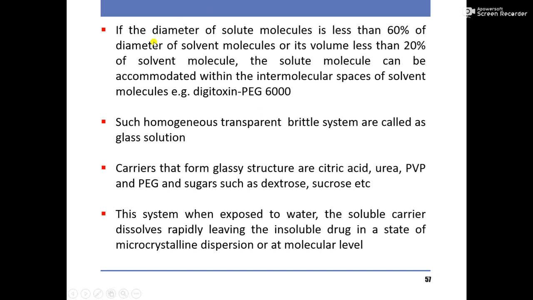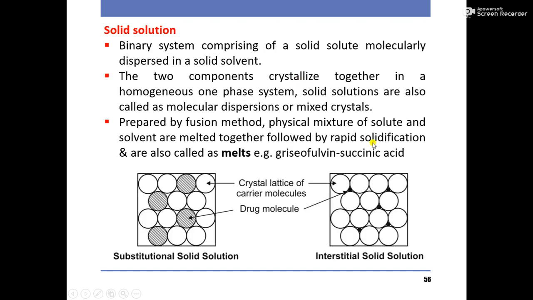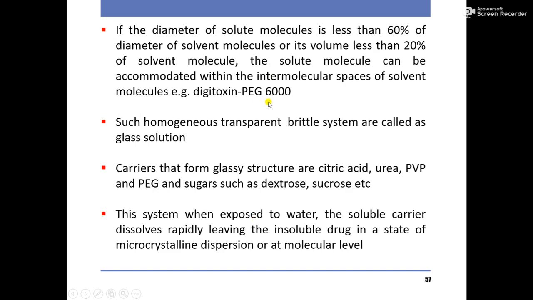So, this point is clear that if the diameter of the solute molecule is, you can see here, these are the different molecules. So, if the diameter of the solute molecule is less than 60% of the diameter of the solvent molecule, or its volume is less than 20% of the solvent molecule, then the solute molecule must be accommodated within the intermolecular spaces of the solvent molecule. For example, digitoxin in PEG 6000.